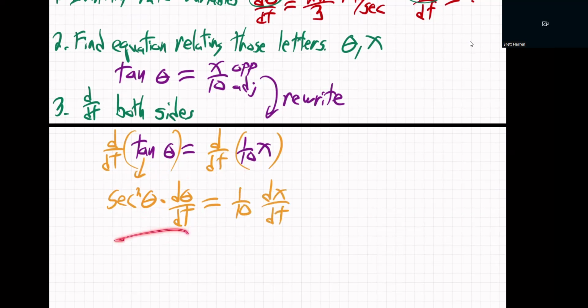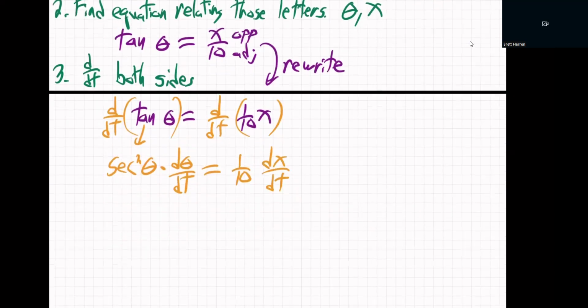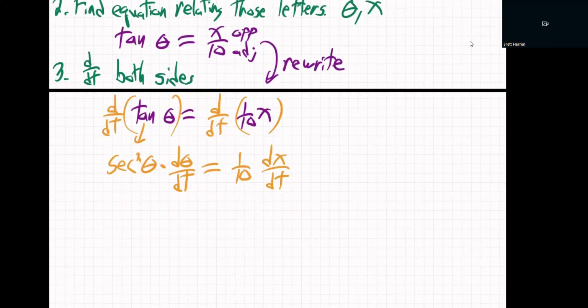So this is technically related rates. Now, see how I've got this rate, and they're in a relationship, an equation, meaning secant squared theta times this rate is 1/10 times that rate. That's a related rate. So now, step four, plug in your numbers.